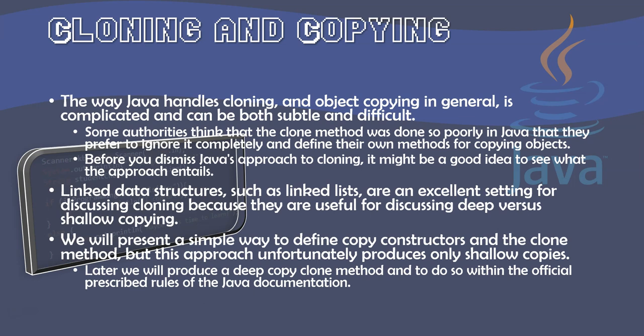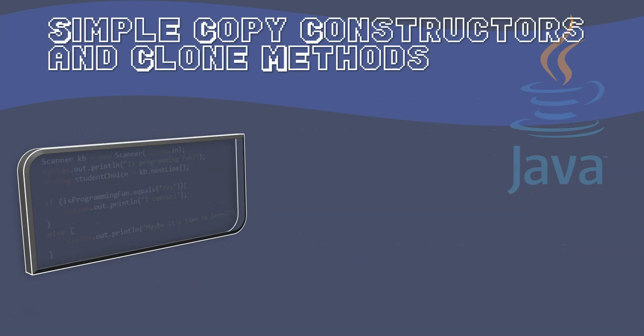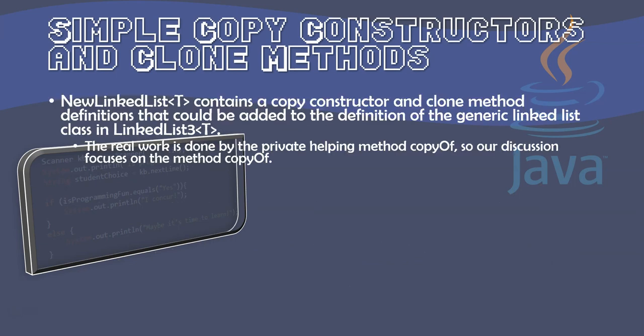Now, today we're going to present a relatively simple way to define copy constructors and the clone method, but this approach unfortunately is only going to allow us to produce shallow copies. Later on, of course, we will look at a deep copy method and do so within the prescribed rules that Java has within its documentation. So simple copy constructors and clone methods are what we're going to use to start. And we're going to use this class called NewLinkedList. It's a generic class. It's going to have a copy constructor and a clone method definition that we could have added to our previous class, LinkedList3.